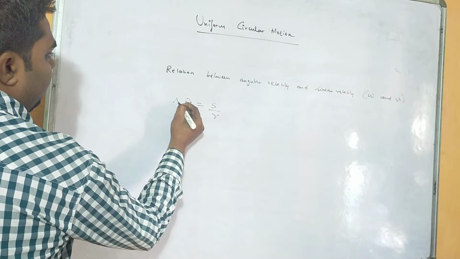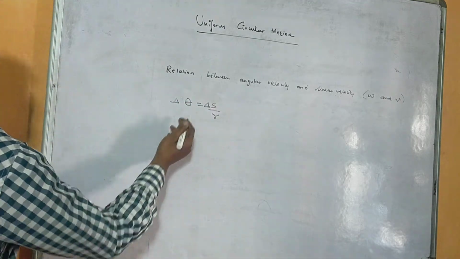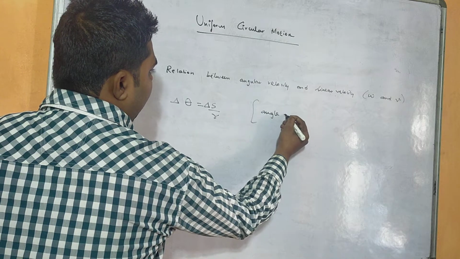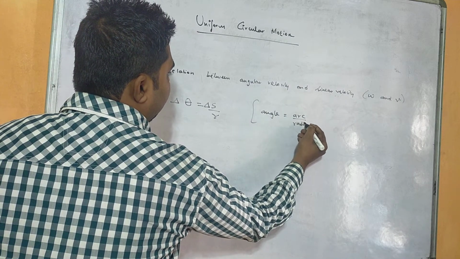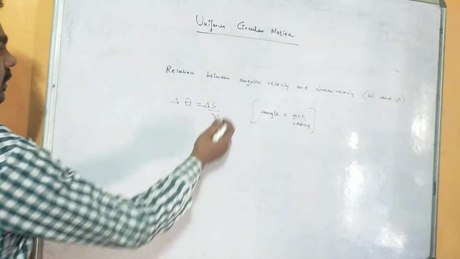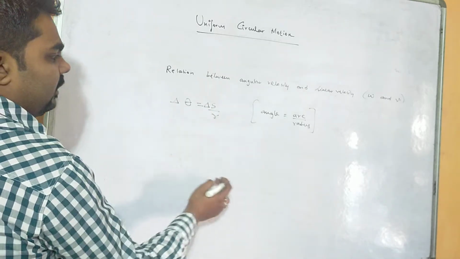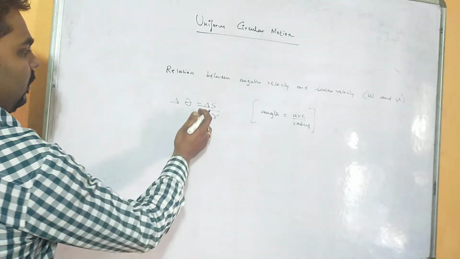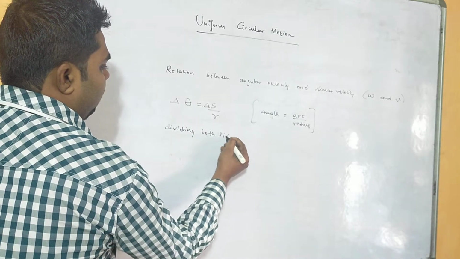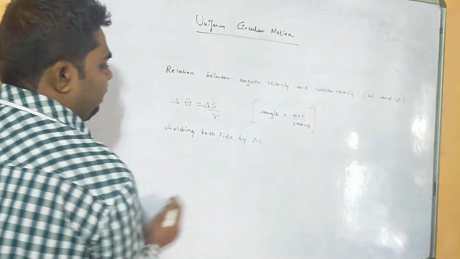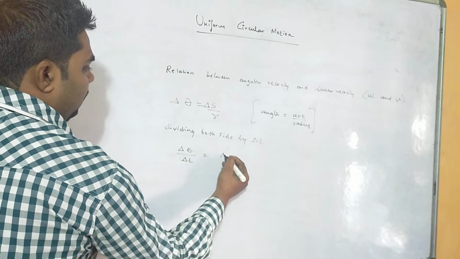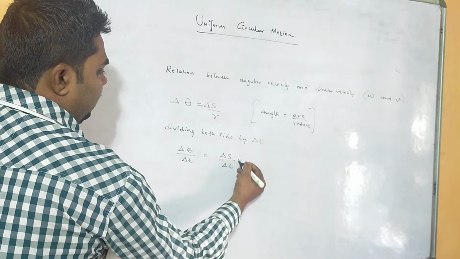If I consider here del s, then this will be del theta, then there will be del s. Here angle equals arc by radius. If the angle is changing, then there will be a change in the arc, that means in the circular path, del s. Dividing both sides by del t, that means change in time, if I divide both sides by del t, then I will get del s by del t into 1 by r, right?